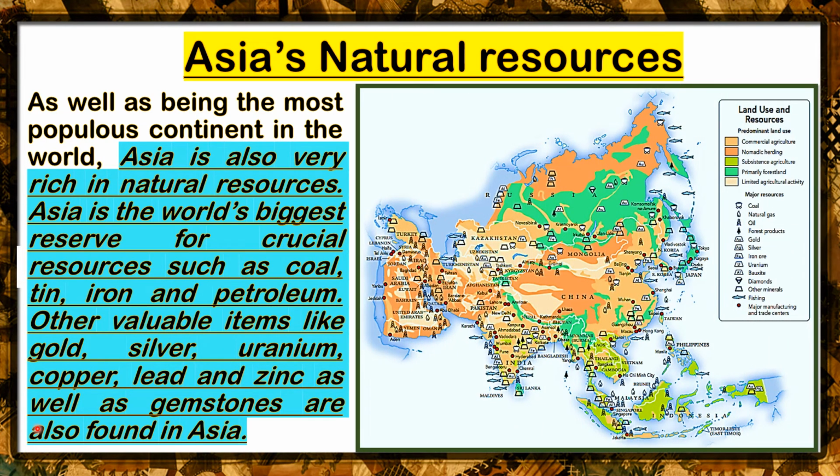So class, looking at the map in here, we have land use and resources. So we can see countries of Asia with the natural resources that they have. So we have here the major resources like coal, natural gas, oil, forest products, gold, silver, iron or uranium, diamonds, other minerals, fishing, and major manufacturing and trade centers.